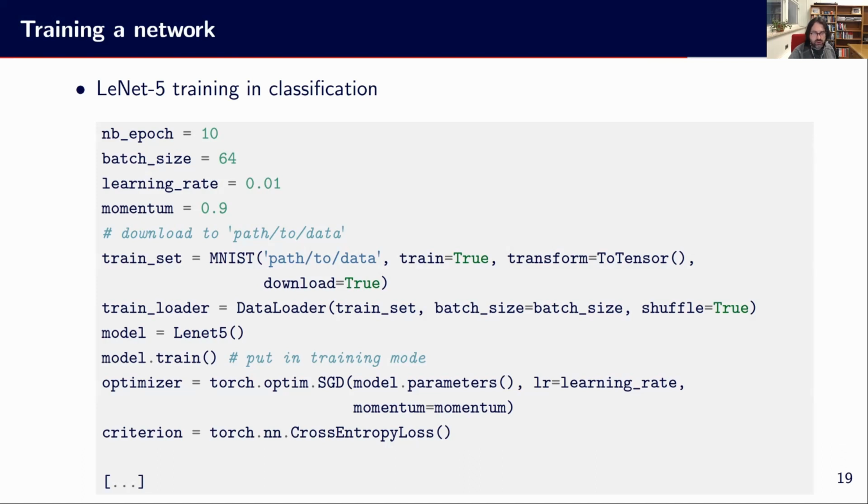We create a data loader to get the data in batches. We create the LeNet 5 model, we train it, and then we are able to optimize it. The train call is not actually making the training; in fact, it is switching to training mode. So we are now in training mode, and then we do the optimization with SGD: torch.optim.SGD with the parameters, learning rate, momentum, etc. And then we are able to evaluate the cross entropy loss by using that function.